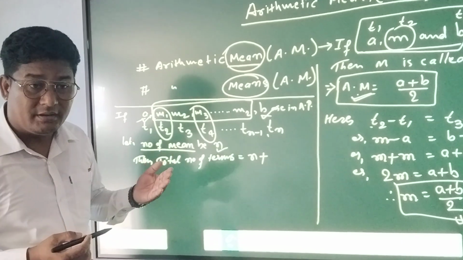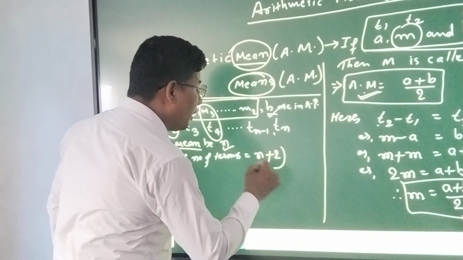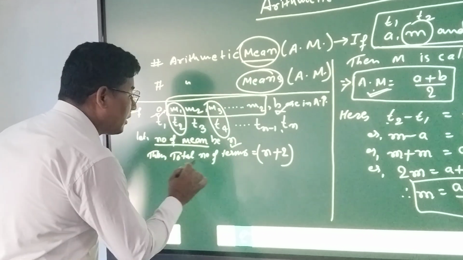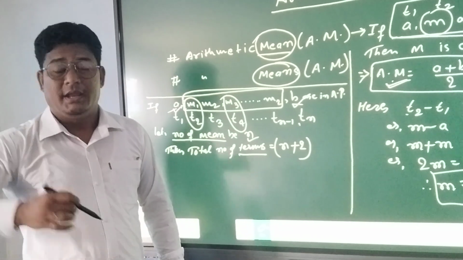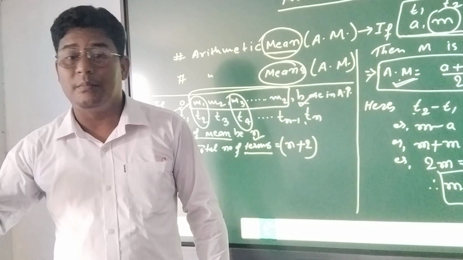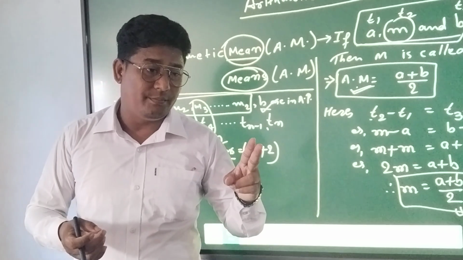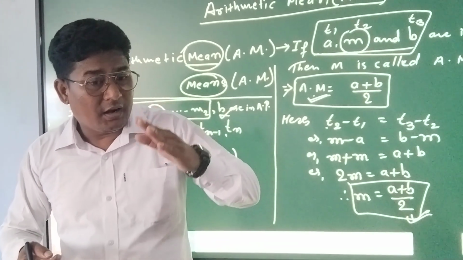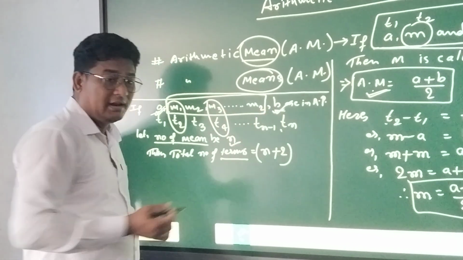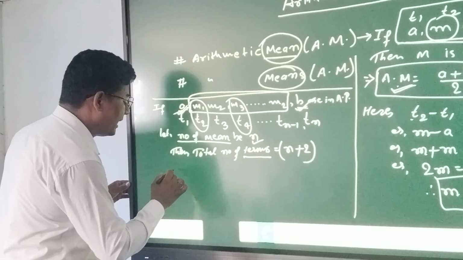How many terms remain? 2. One is A and the other is B. When you add 2 to the number of means, that becomes the number of terms. The number of means is 2 less than the number of terms; the number of terms is 2 more than the number of means. 2 more means which terms? First term and last term. Clear up to here?